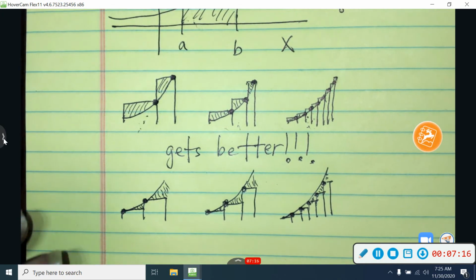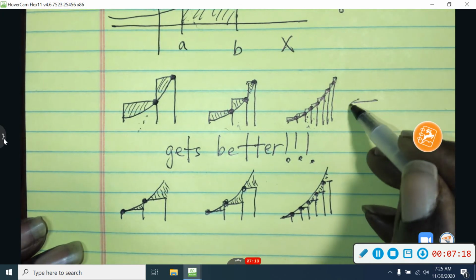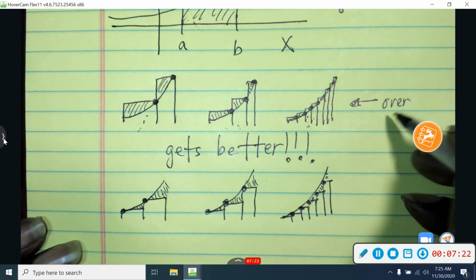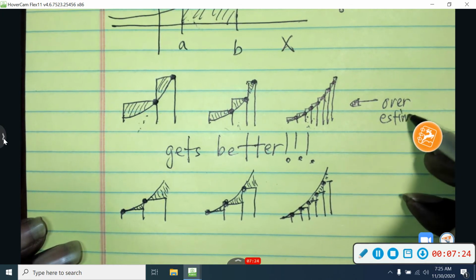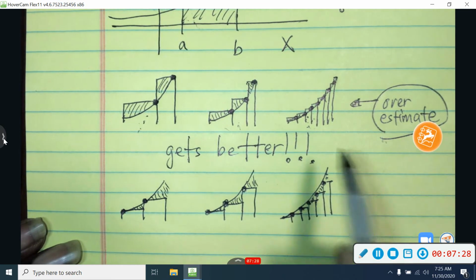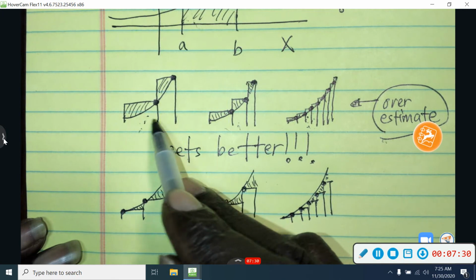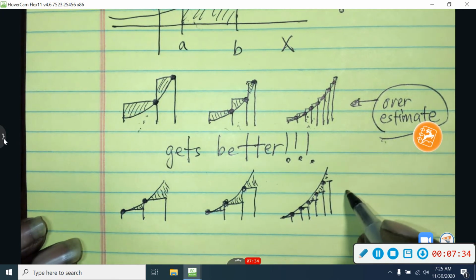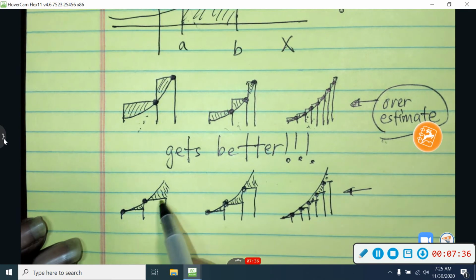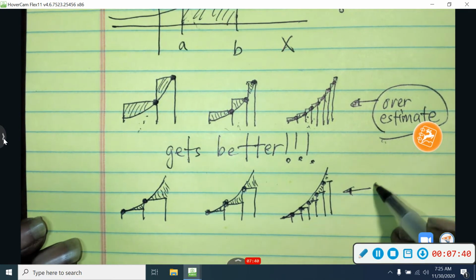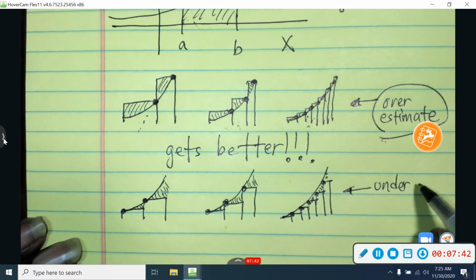So again, the estimate gets better. Now notice that this estimate here for this picture is an overestimate, because I'm getting too much area. My boxes cover more area than what's under the curve. Notice in this picture down here, they cover less. You see I'm missing some of this area under the curve, so that's an underestimate.